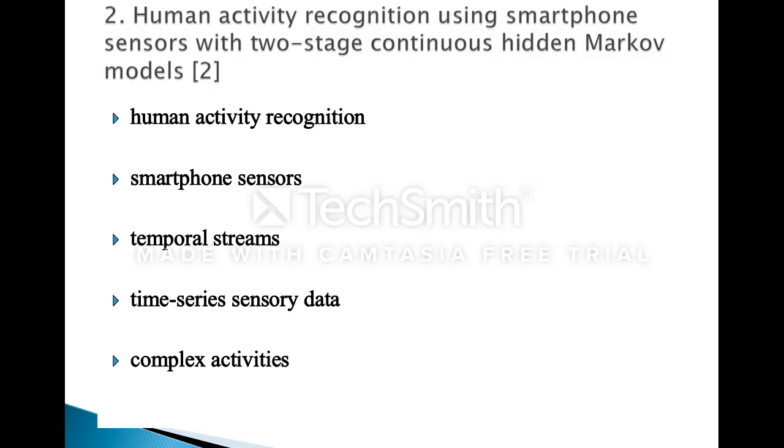The public domain UCI HAR dataset was used for all experiments, and it was collected from a Samsung Galaxy S2 smartphone worn by 30 volunteers. They collected the dataset from there.